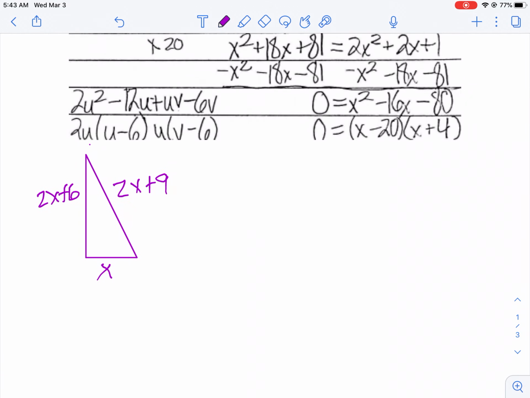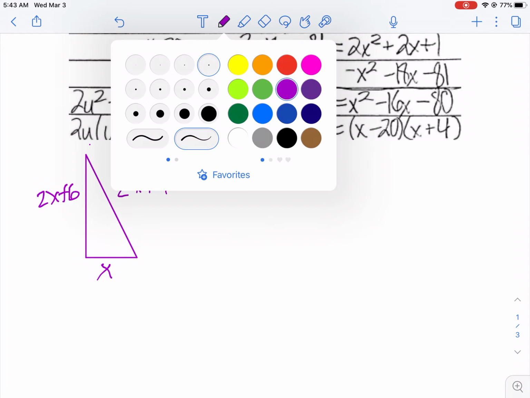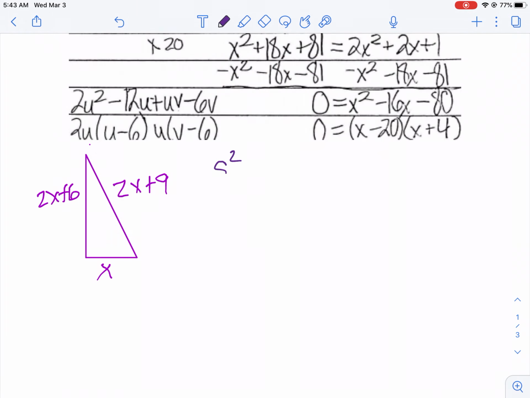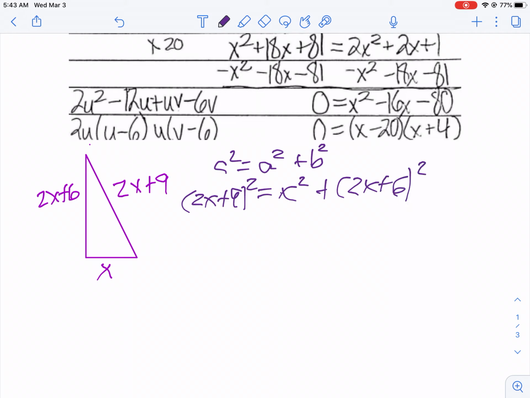Okay, so now let's do what you did. I don't like that color. It's too close. So we're going to say the hypotenuse squared equals the leg squared plus the leg squared. Well, the hypotenuse is 2x plus 9, equals the leg squared plus my other leg squared. Well, let's square that. Square the first. So we get, I think I'll show my work on this one.